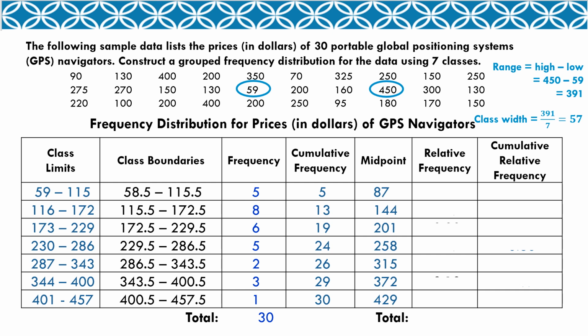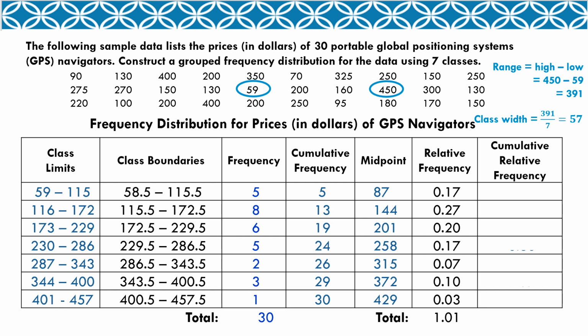To get relative frequencies, we take our frequency for each class and divide by the total frequency. 5 divided by 30, 0.17. Round to 2 decimal places, please. 8 divided by 30, 6 divided by 30, 5 divided by 30, we've already done that one. 2 divided by 30, 3 divided by 30, and 1 divided by 30. The total of our relative frequencies should equal 1. Due to rounding, we get 1.01.